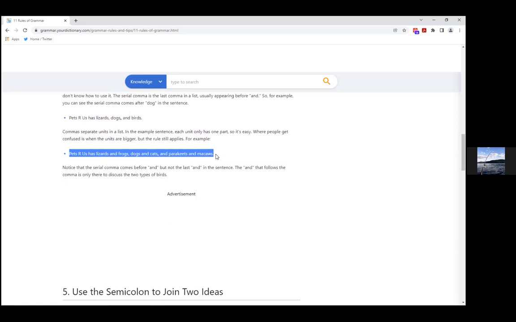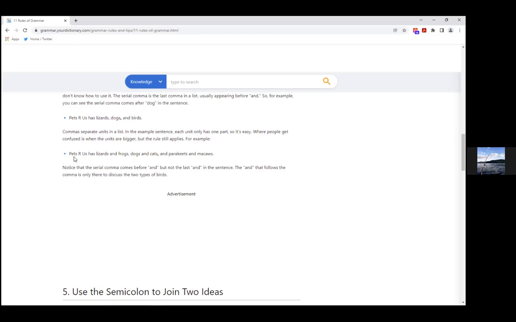Maybe we try one more time on the second line here. Sure. Pets R Us has lizards and frogs, dogs and cats, and parakeets and macaws. I don't know the last word. Sorry? It's a bird. These are parakeets. Oh, okay. And what is the last word? Macaws. Yeah, that was correct, actually. What is that, actually? I don't know that. Oh, it's also a bird. It's just a tropical bird there. I don't know too much.